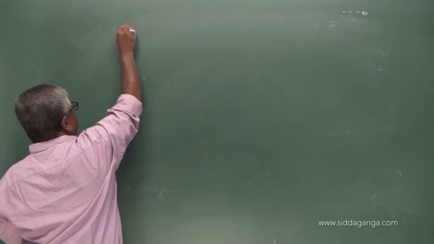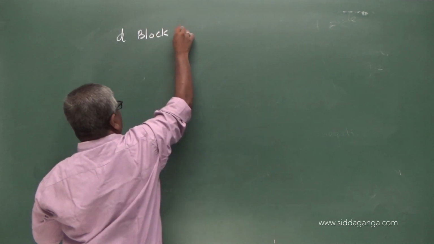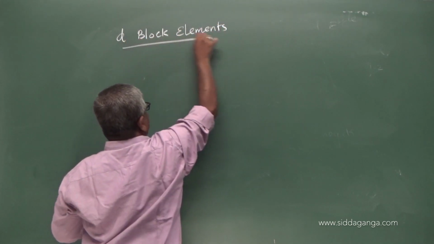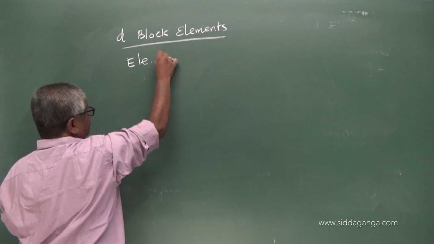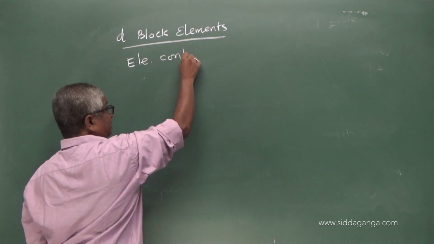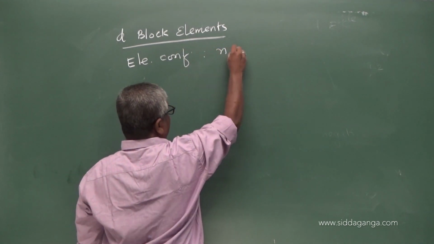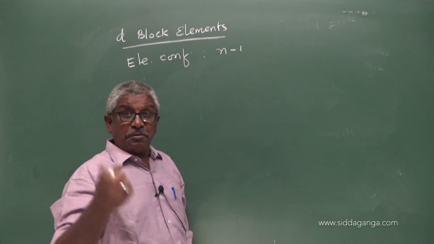So the D block elements, the electronic configuration is (n-1), where n is the highest energy level, minus 1.